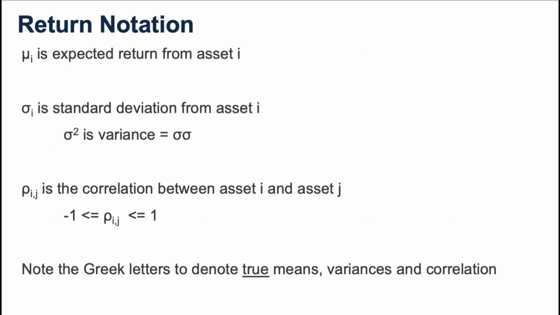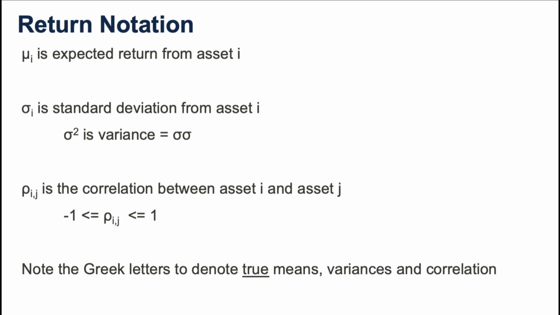I'm going to introduce a little notation. We have an expected return mu from each asset. We know the standard deviation of each asset. If we know the standard deviation, we know the variance of that asset, which is just the standard deviation squared. And the last thing that we need to know is the correlation between asset 1 and asset 2.